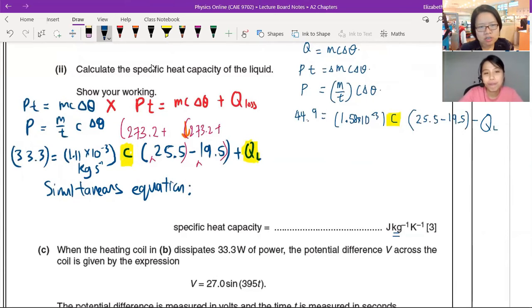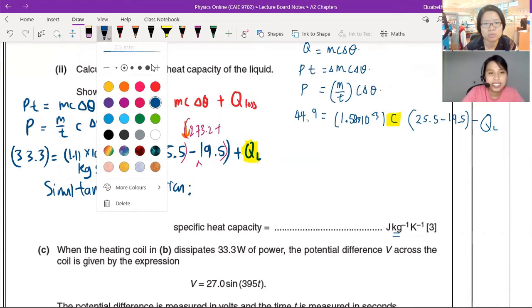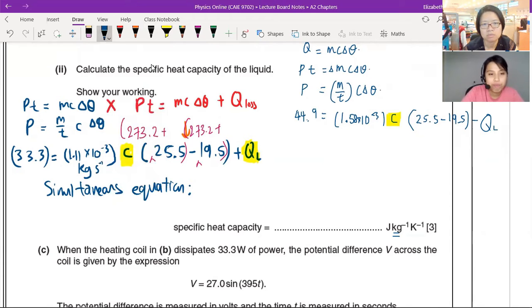So we do not need to find QL. I have to eliminate QL, and the easiest way to eliminate QL is to take equation 2 minus equation 1. So I will write here 2 minus 1. I already labelled them 1 and 2, so I write again: equation 2 minus equation 1.